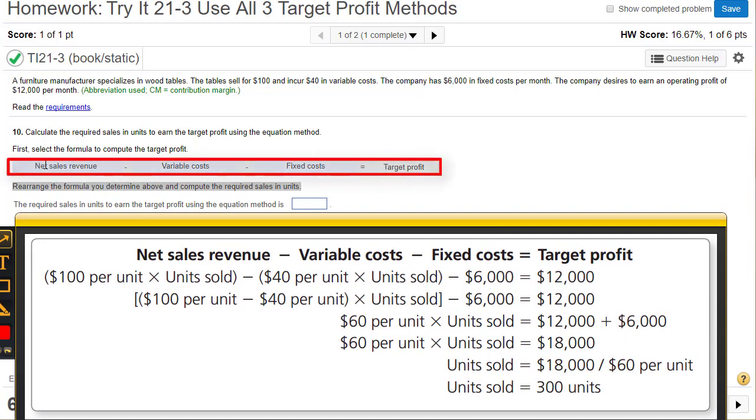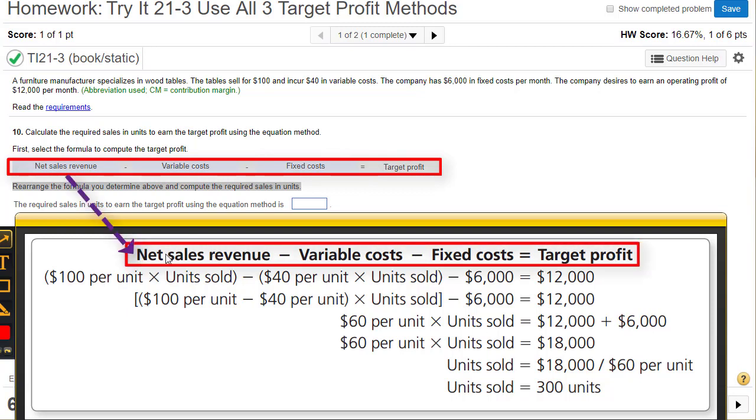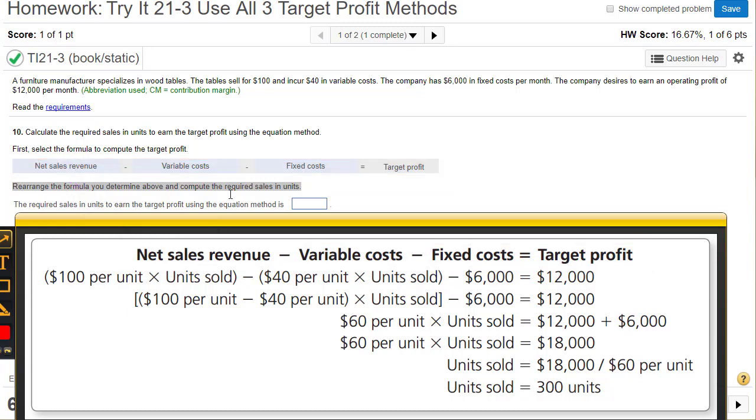So notice we've got this formula here replicated here. We're going to start with net sales revenue. How do we calculate net sales revenue? Well, it's the sales price per unit, which is $100, times the units sold. Okay, and then our variable costs are the number of units sold times our variable costs, so $40 per unit times units sold. Our fixed costs are $6,000, so we plug that in here, and our target profit is $12,000, so we plug it here.